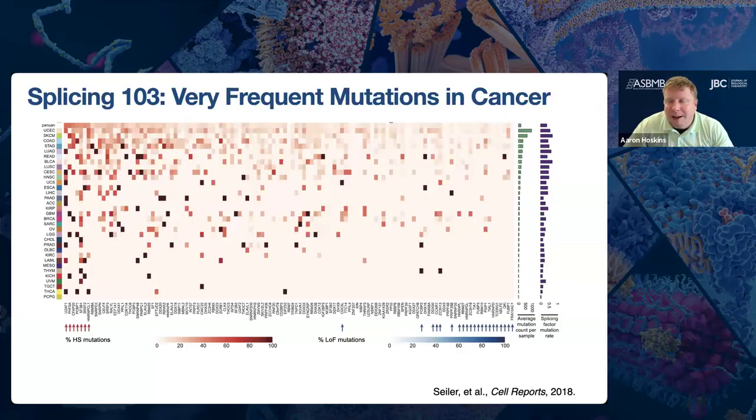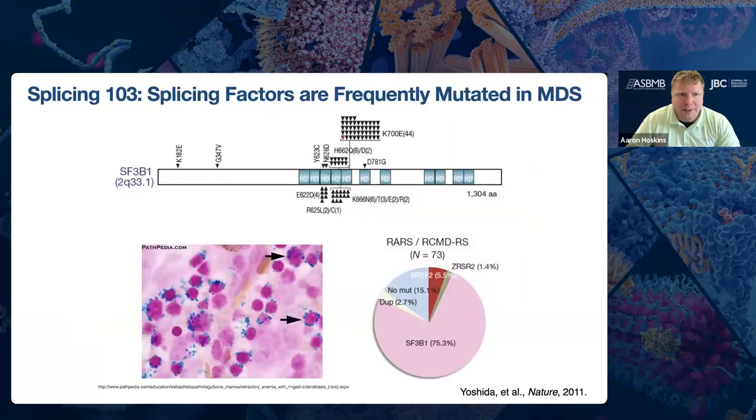Cancer is frequently cited as a spliceosomopathy, and a key paper from Michael Seiler a few years ago found that splicing factor mutations are extraordinarily prevalent across a very large number of cancer types. And so a lot of people are studying this in the medical and clinical fields.